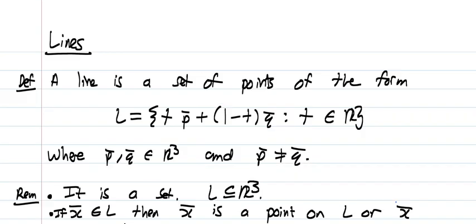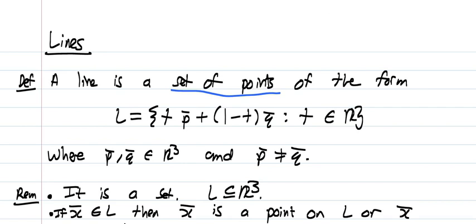Alrighty, so now we have the idea of betweenness, and now we can formally define what a line is. We say a line in 3 dimensions is a set of points. I want to underline, a line is a set of points of the following form. So a line is the set of points TP plus 1 minus T times Q, where T is now any real number. Here, P and Q are 3-dimensional vectors and P is not Q, so they are distinct.